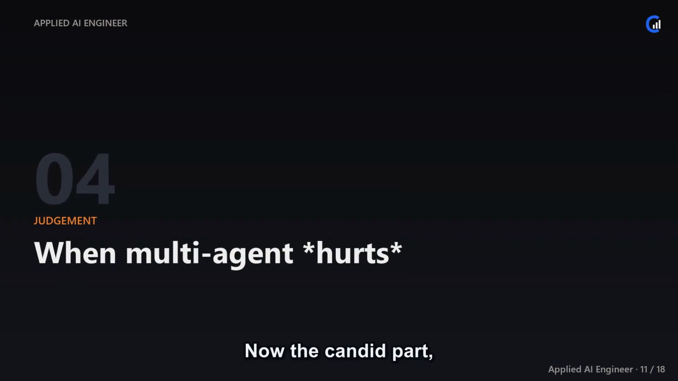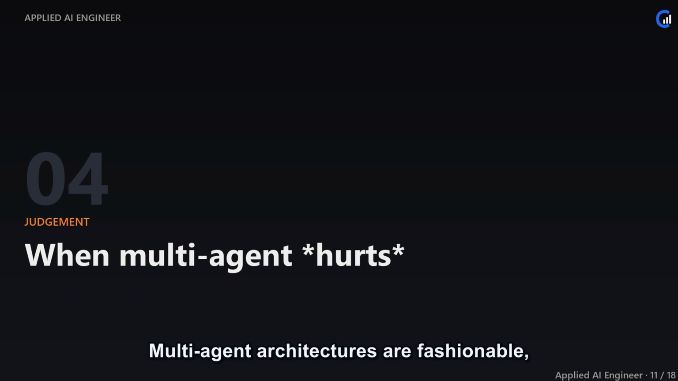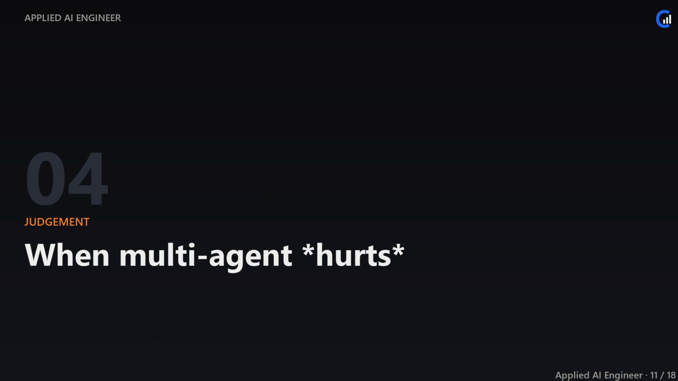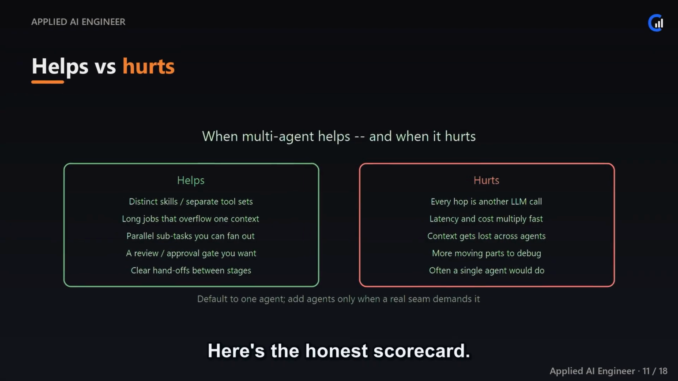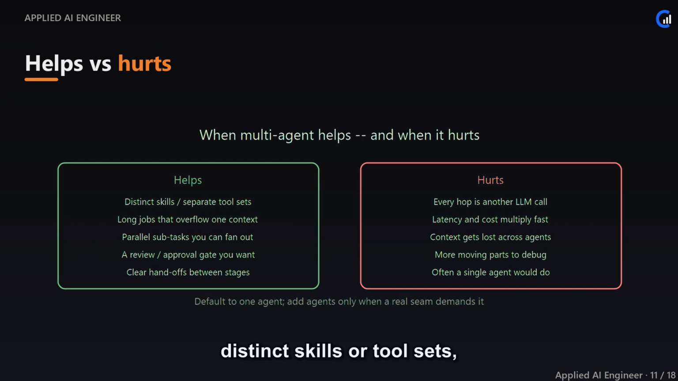Now the candid part, because it's the most valuable thing in this episode. Multi-agent architectures are fashionable, and they are often the wrong choice. Let's be clear-eyed about the costs before you reach for one. Here's the honest scorecard. Multi-agent helps when agents have genuinely distinct skills or tool sets, when a job is too long to fit one context, when subtasks can run in parallel, or when you want an explicit review gate. It hurts in ways that are easy to underestimate.